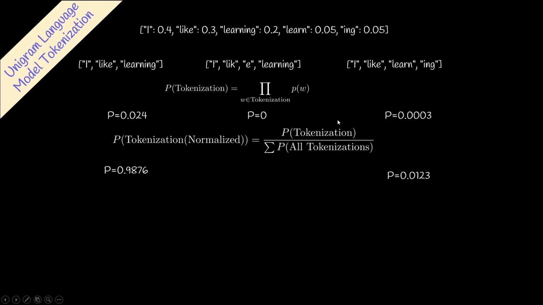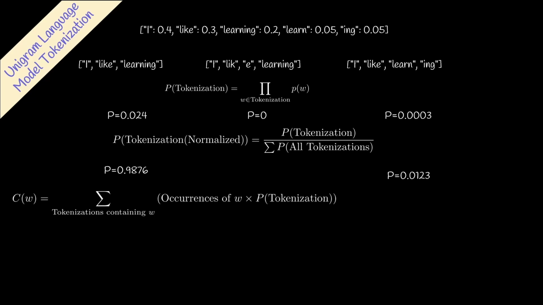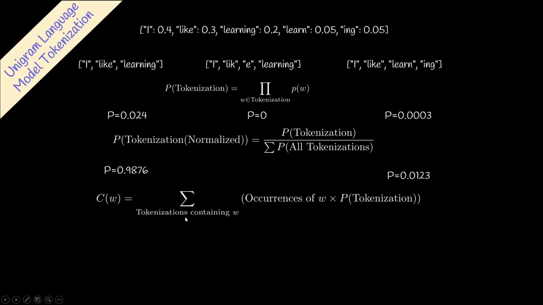The next step is the maximization step. We use the expected counts from the previous step to update the subword probabilities. Subwords that appear more frequently in likely tokenizations will have their probabilities increased. So in this step, we'll try to find out the expected count of a particular word. The expected count of that particular word is a summation over tokenizations containing that word, where in each tokenization we find the occurrence of that word times the probability of that tokenization, and then we sum this for all the tokenizations.